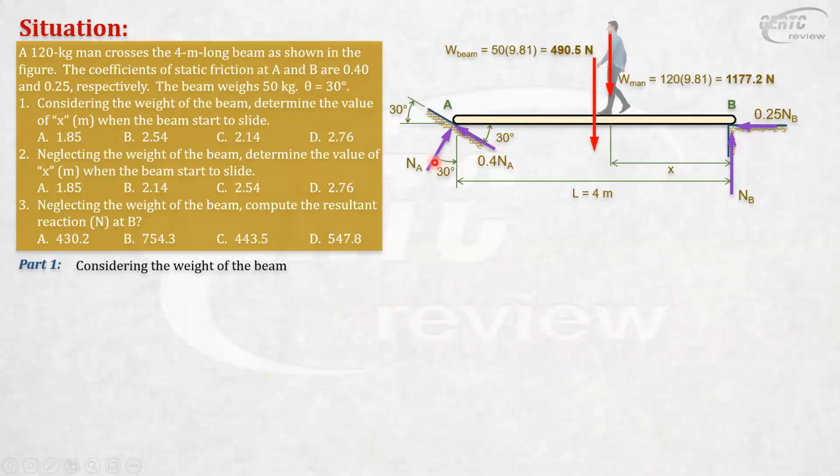Dalawang forces, which are NA and NB, pangalawa, pangatlo is the moment. Tingnan nyo ha? Okay. There are 2 unknown forces. So to solve these 2 unknown forces, we can use the summation of forces horizontal and vertical. It will be enough to solve the reactions. We're not solving X yet.